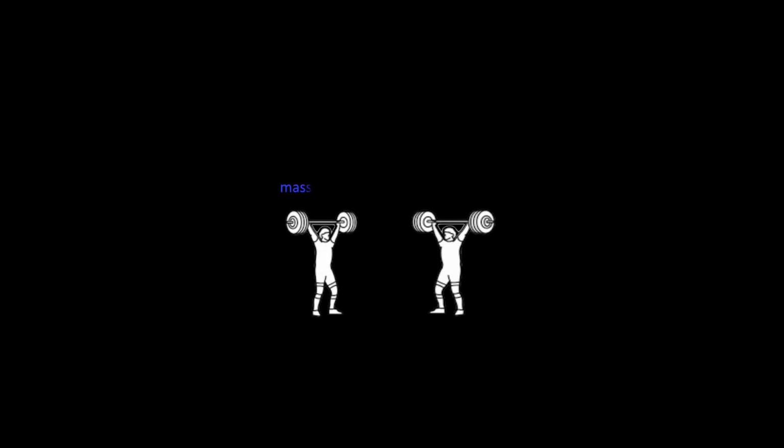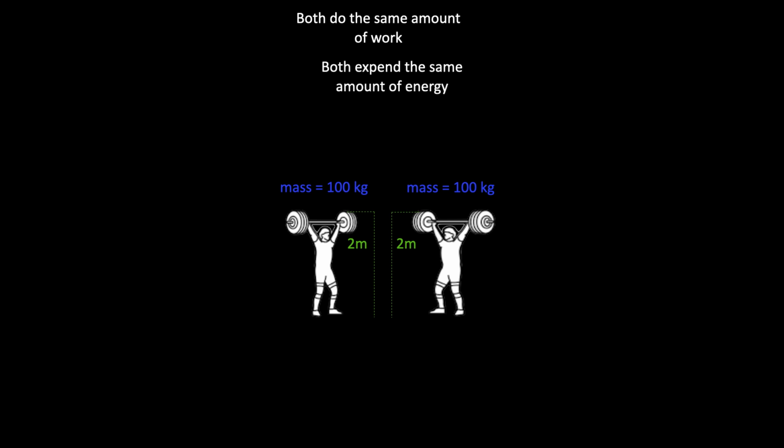Energy is defined as the property that must be transferred to an object in order to perform work. Energy equals work. Consider these two weightlifters lifting the same amount of weight to the same height. Both do the same amount of work. Both expend the same amount of energy.